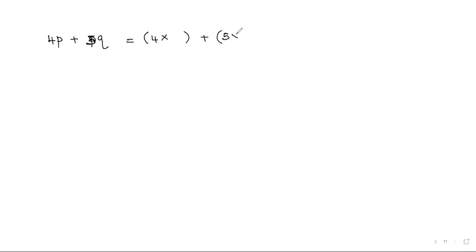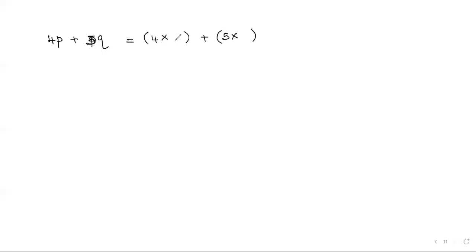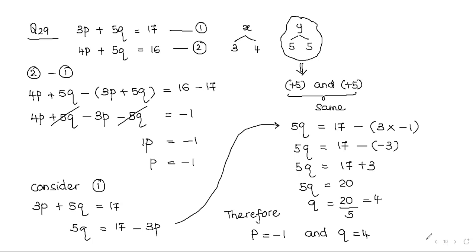So 5 multiplied by the q value. What are the values I got? p is -1 and q is 4. So here it is -4 plus 20. So 4p plus 5q, what value do I get? I get 16. Then we check whether this is the equation they have given in the question. Yes, 4p plus 5q is equal to 16. That is the equation they have given. So that means the calculated p value and q value are correct, right?